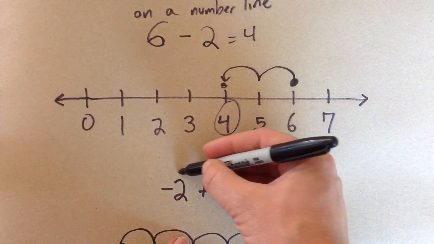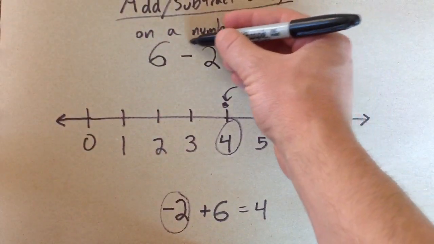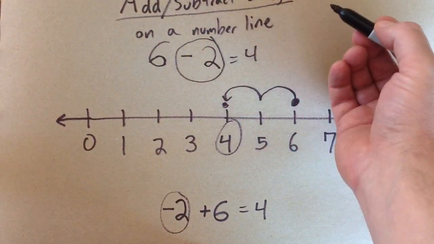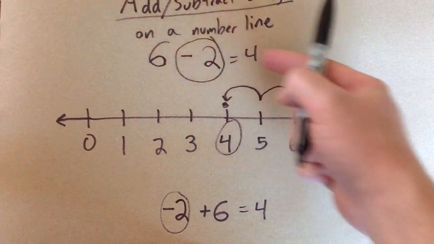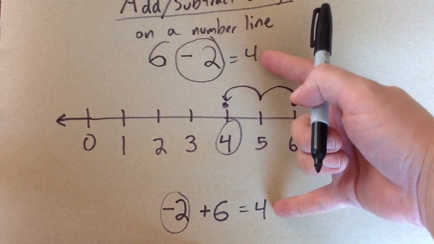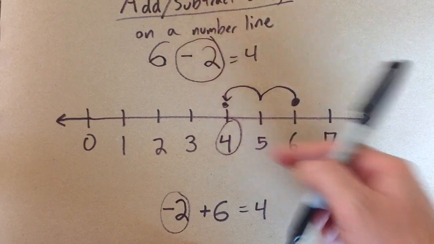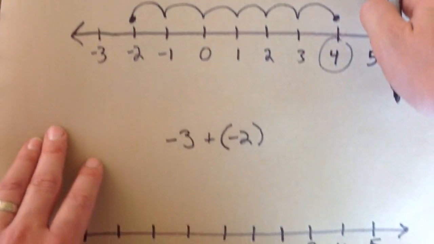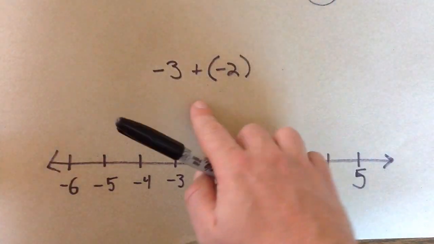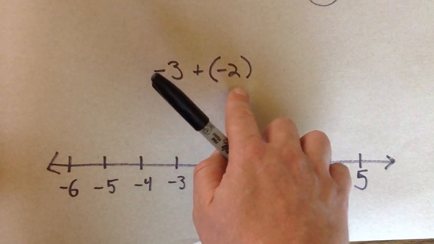Now notice I'm actually using a negative 2 here, and we can also see that there's a negative 2 right up there. And a positive 6 and a positive 6, they each combine to make the same answer. So let's take a look at our last example. Negative 3 plus negative 2.